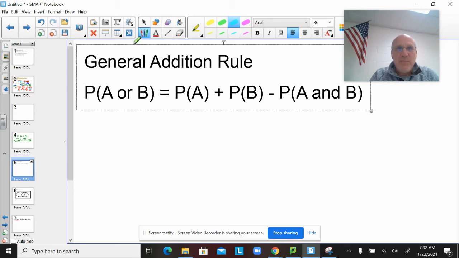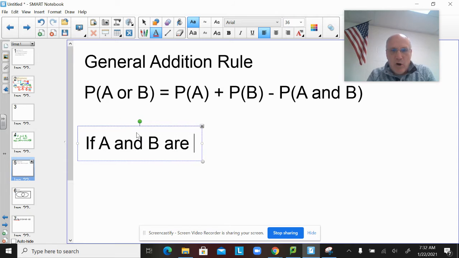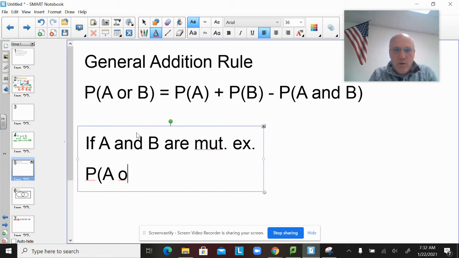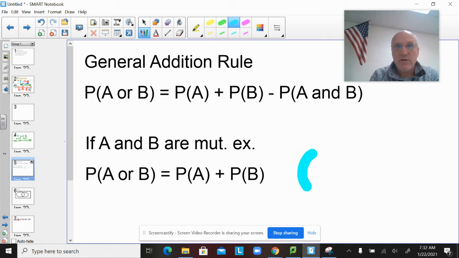Now, let me put that right here. I'm just going to type what I just typed a minute ago. If A and B are mutually exclusive, then the probability of A or B is the probability of A plus the probability of B. You're allowed to just add them if they're mutually exclusive. I want these two formulas to make sense together, because if they're mutually exclusive, then they have no overlap.